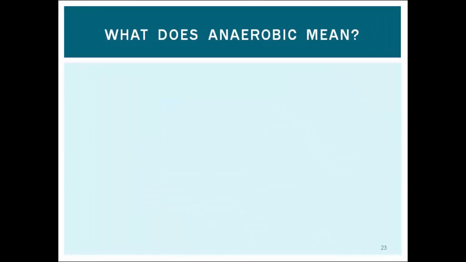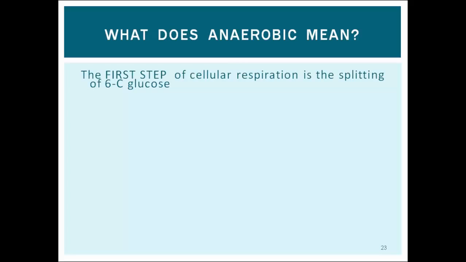Cellular respiration is called aerobic respiration. So what does anaerobic mean? The A or AN in front of a word means the opposite of the word, so anaerobic means without oxygen. And the very first step of cellular respiration is actually anaerobic. This first step takes place in the cytoplasm, and we saw that step.